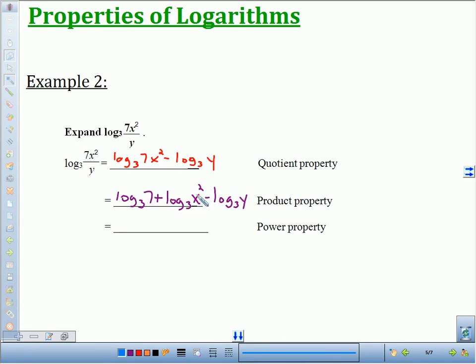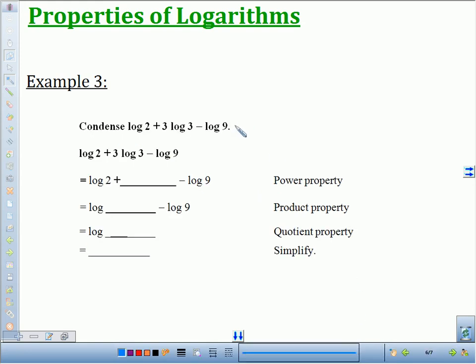Log base 3 of x squared has an exponent. So that power property comes into play. That exponent can move out to the front here and become multiplication, which would give me log base 3 of 7 plus 2 times log base 3 of x minus log base 3 of y. And this is the expanded form of log base 3 of 7x squared divided by y.